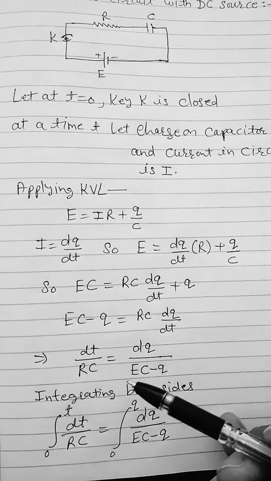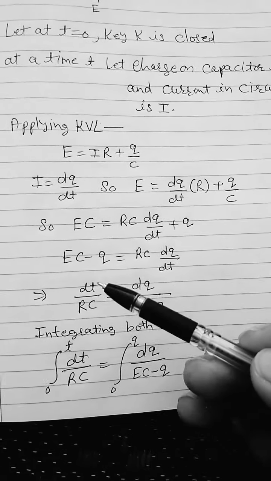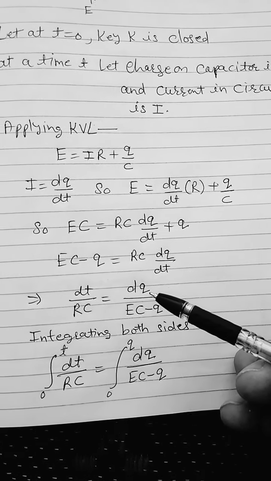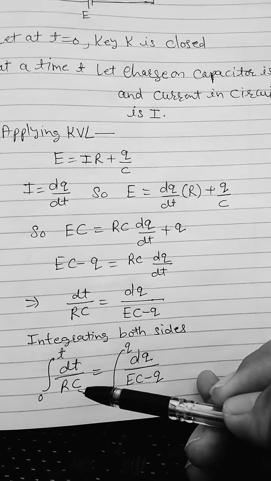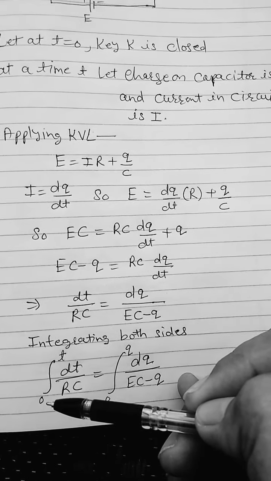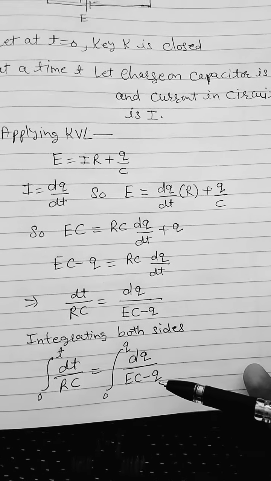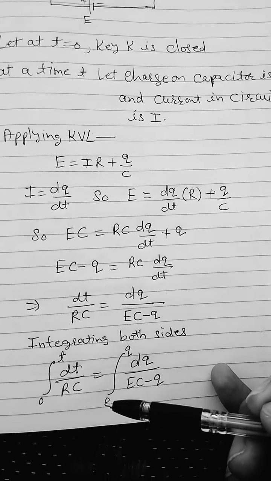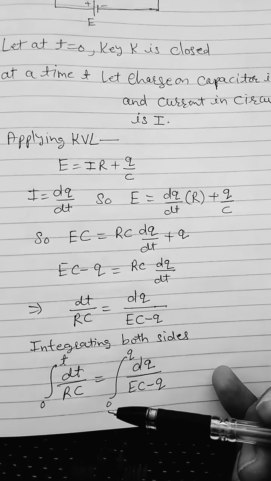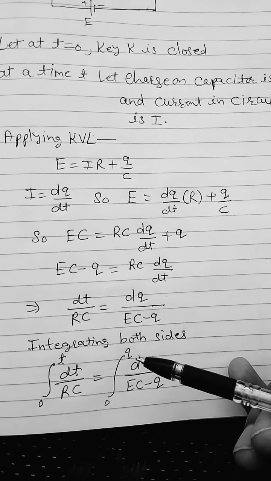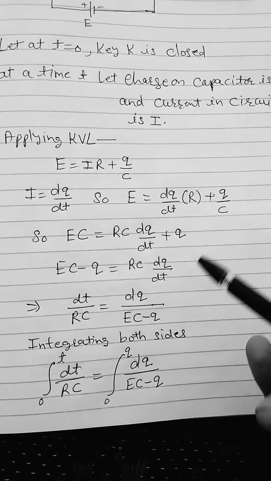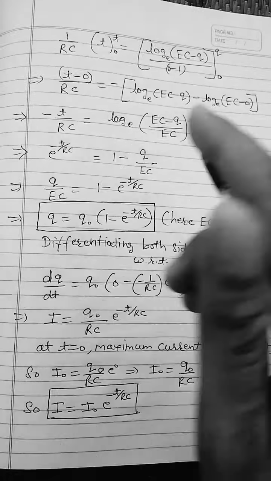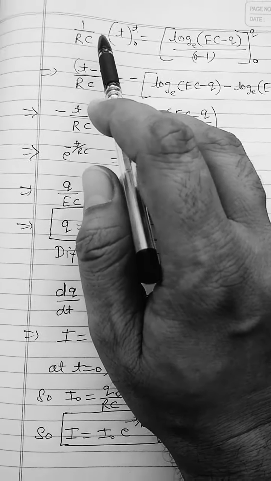Now integrating both sides, here integration with respect to time t and here integration with respect to charge q. Okay, so dt upon RC, integration limit from 0 to t, and here dq upon EC minus q, limit from 0 to q, because at time 0 charge was 0 on capacitor and at time t charge was small q on capacitor.